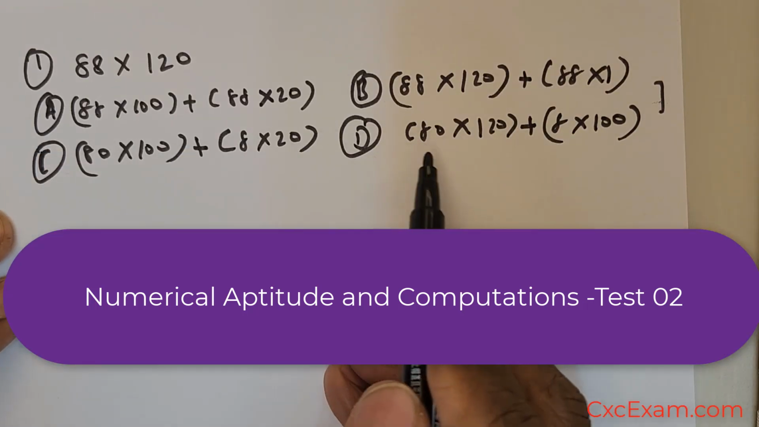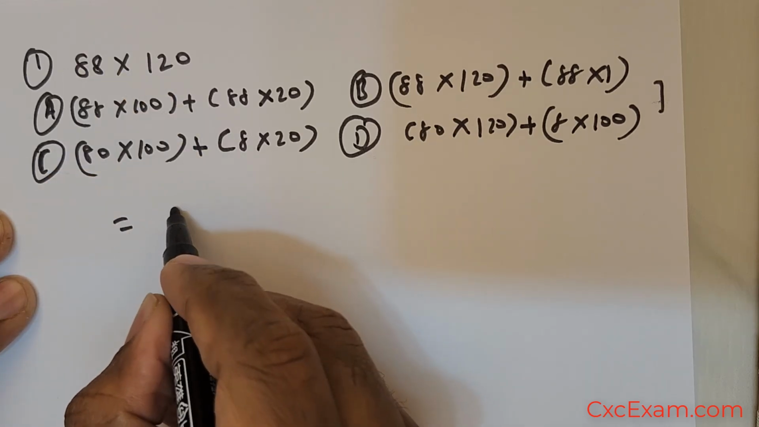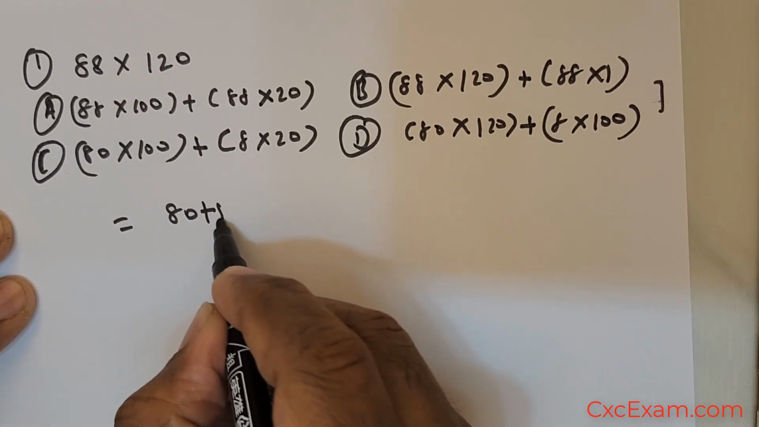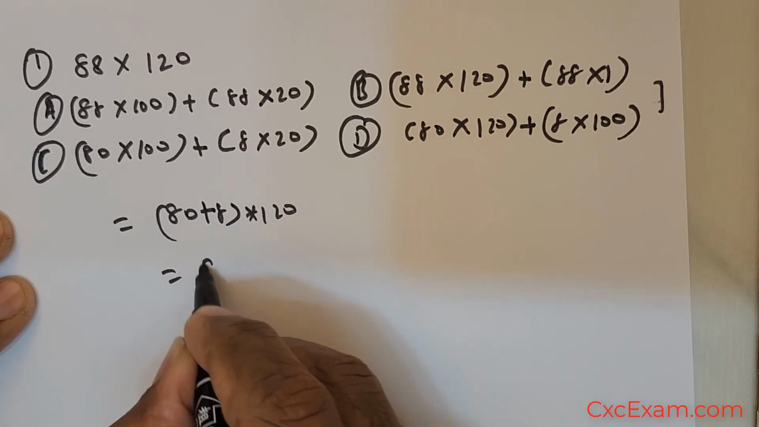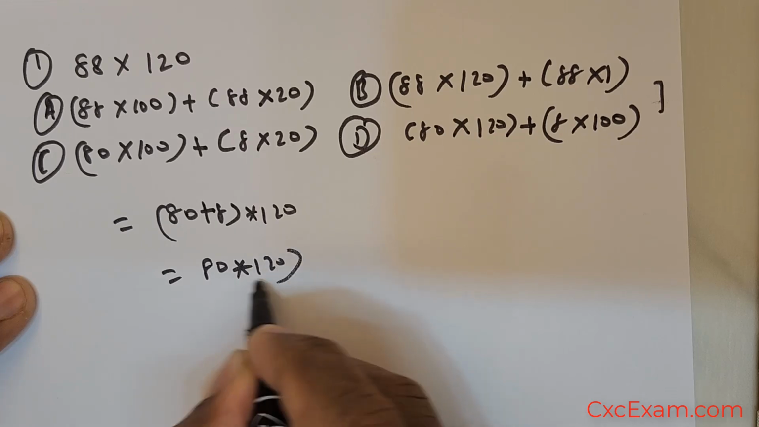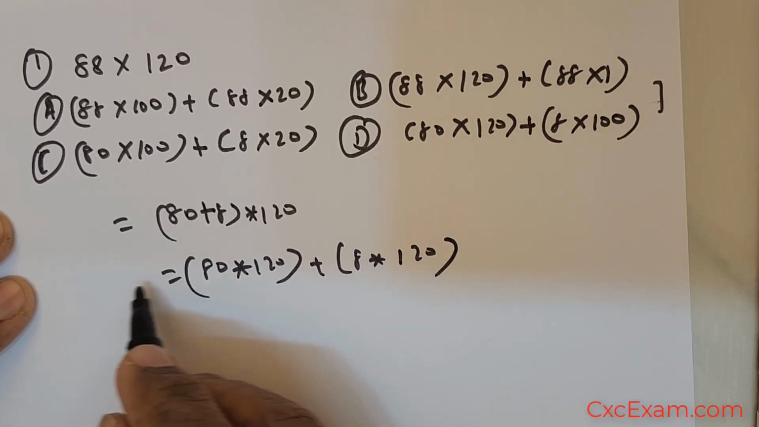Which of these is the correct solution? Now you can rewrite this 88 as 80 plus 8 multiplied with 120, which could be rewritten as 80 into 120 plus 8 into 120. So this is one possibility.